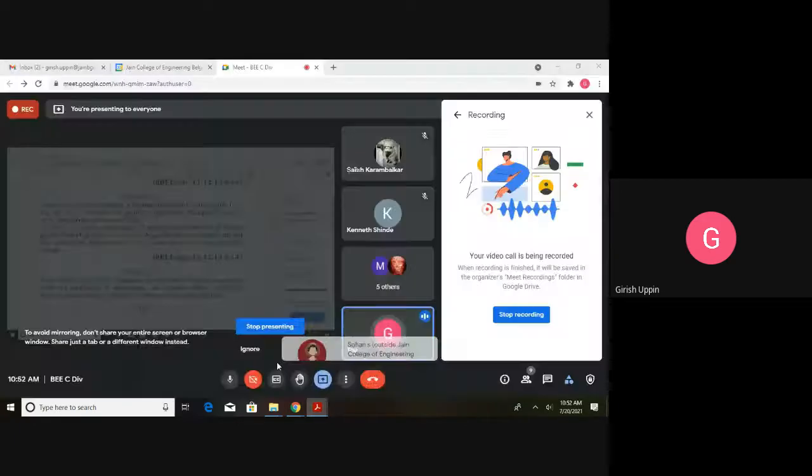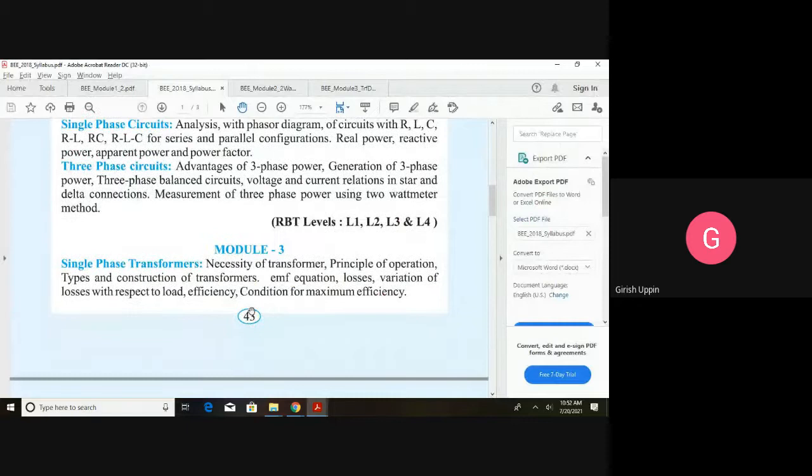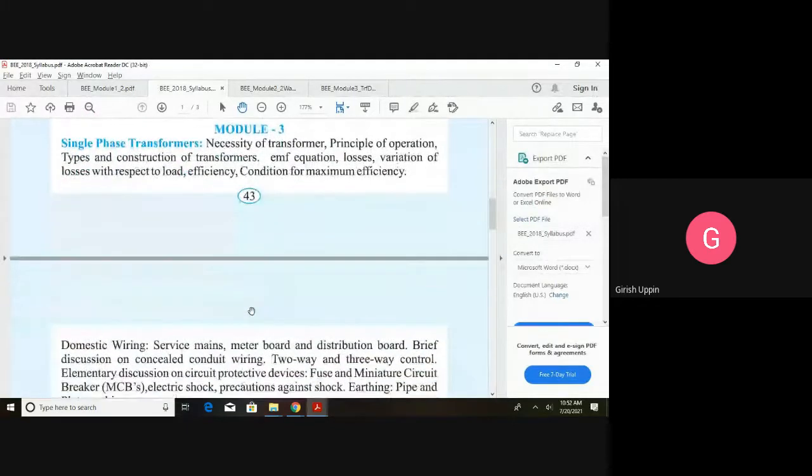In this session, we will look into module 3, single phase transformer. In this, we are going to understand the necessity of a transformer, principle of operation, types, and construction of a transformer. Then EMF equation, losses, variation of losses with respect to the load, efficiency, condition for maximum efficiency.